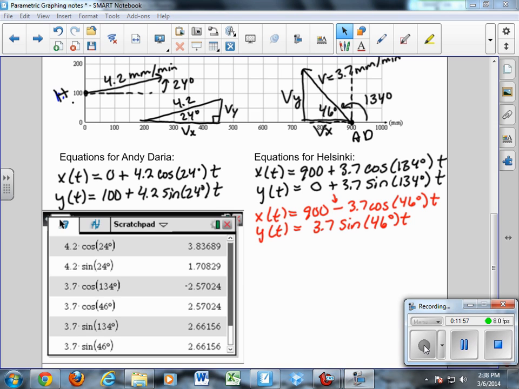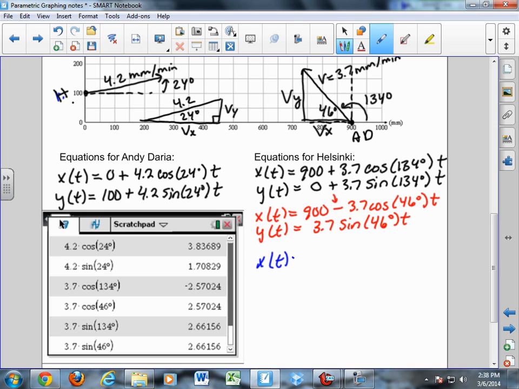Oh well, I'm back. If I put this in decimal form, then a third way of writing it would be x of t is equal to 900 minus 2.57t, and y of t is equal to 2.66t. So there's a lot of different ways to write it. But you have to make sure that the answer is reasonable. So for those of you who may find that putting it in decimal form makes more sense to you, that might be a good option if the angles themselves leave you kind of hanging.